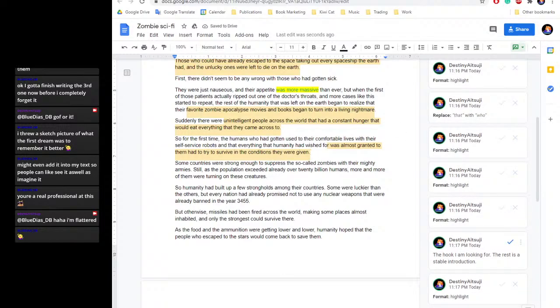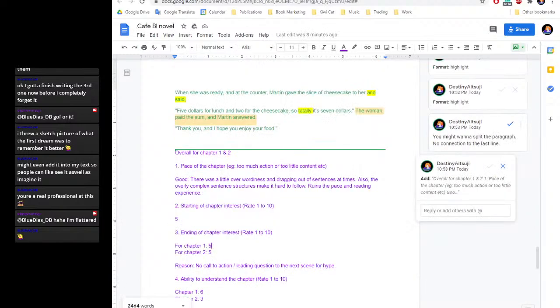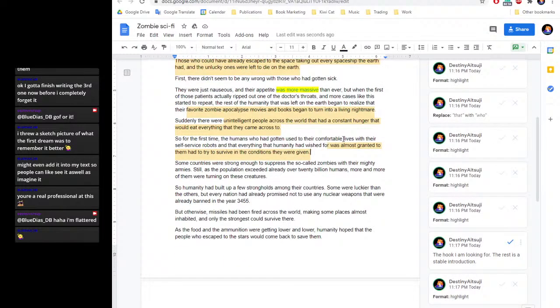Therefore it sounds very confusing. Yeah, the writer has to work on it, but you can definitely see that compared to this cafe BL thing, the zombie sci-fi one is way better. I think the author has a higher chance of writing something that's enjoyable and likable and easier for them as well, because it's very structured here compared to the other one. So some countries were strong enough to suppress the so-called zombies with their mighty armies. Still, as the population exceeded 20 billion, more and more of them were turning into creatures.